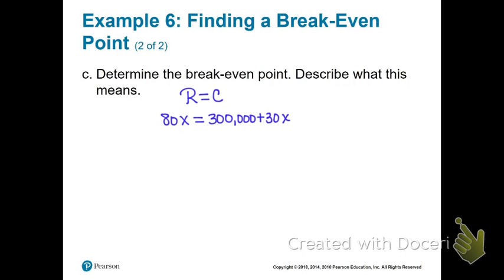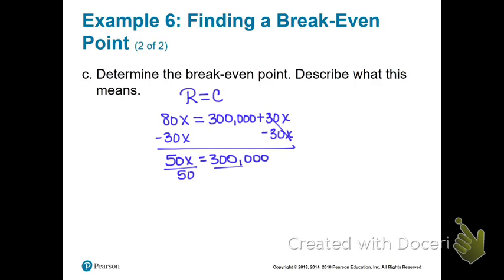And so we just want to solve for x. How? Minus the 30x. So 50x equals 300,000. Good, divide by 50. And so x equals, wait, hold on. 6,000. Oh my gosh, I messed up. 6,000. Thank you. So there's my x value.